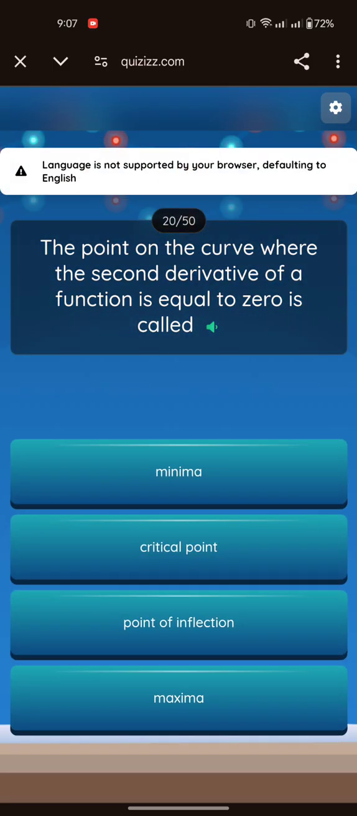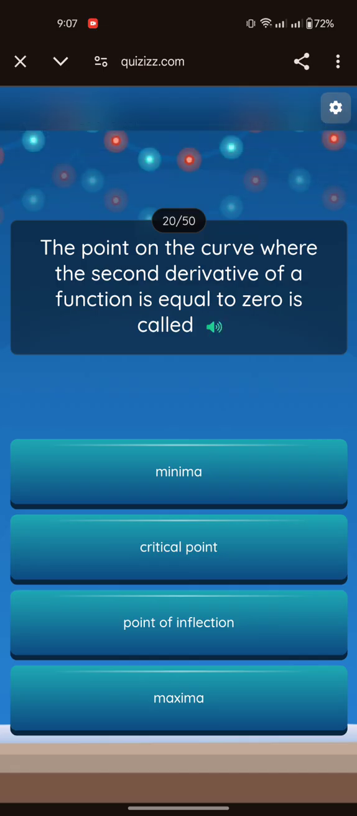Question. The point on the curve where the second derivative of a function is equal to 0 is called. Option 1 minima. Option 2 critical point. Option 3 point of inflection. Option 4 maxima.